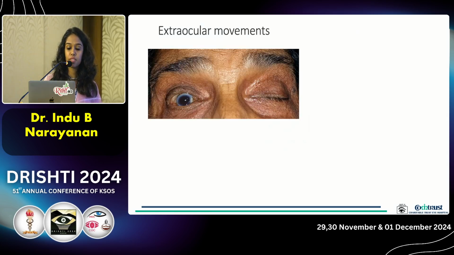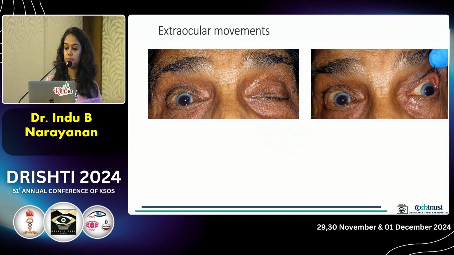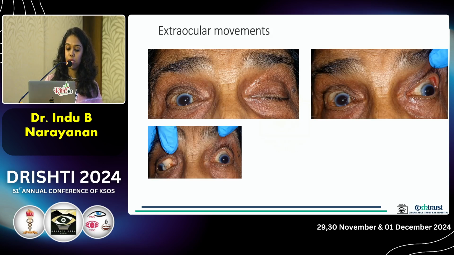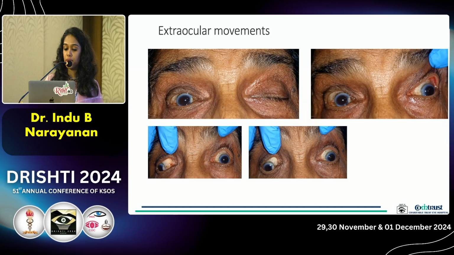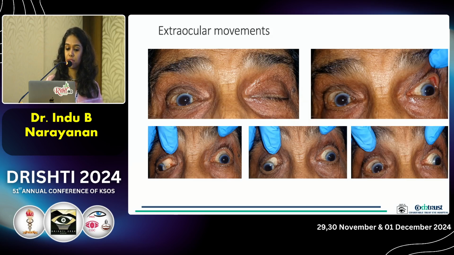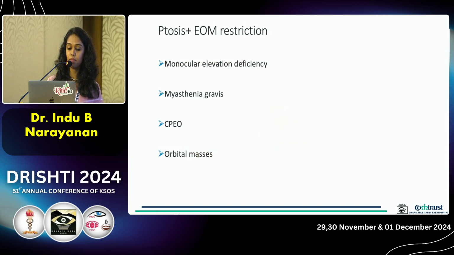Now, the importance of extraocular movements: this case, an 80-year-old female, came with sudden onset of ptosis. On lifting up, there is the classic down and out position of the eye, with restriction of adduction, elevation, and depression. It's a case of third nerve palsy. Other cases wherein ptosis and EOM restriction are there include monocular elevation deficiency, myasthenia gravis, CPEO, or some cases of orbital masses, which cause multiple cranial nerve involvement.